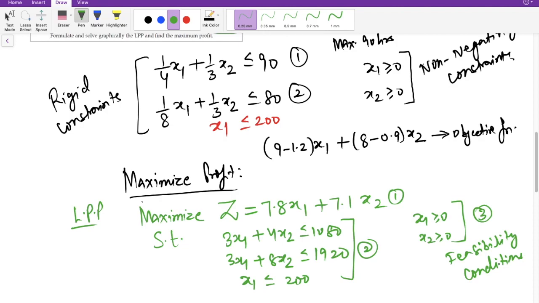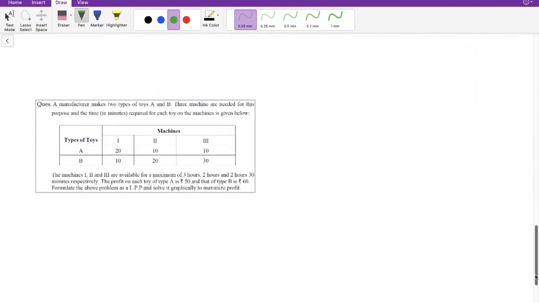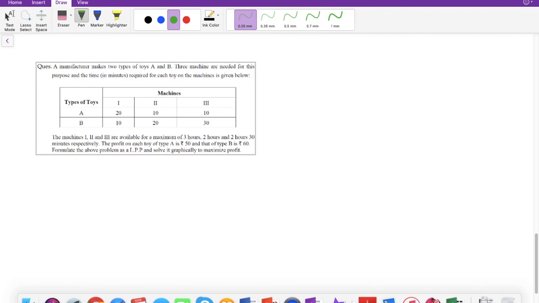So let us do one more example. Why not try one more example? Consider this problem. Again, you can take a printout of it. A manufacturer is making 2 types of toys, A and B. So you have 2 types of toys, which means your products here are toys.